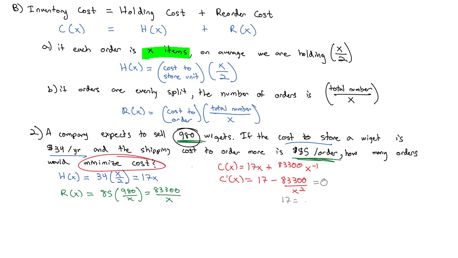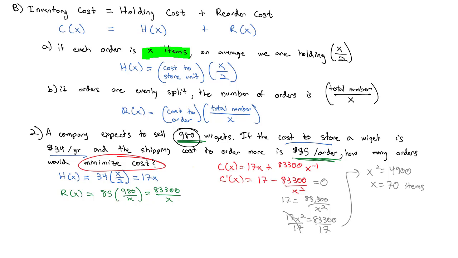Adding the fraction to both sides, 17 is equal to 83,300 over x squared. Multiply both sides by x squared, and 17x squared is 83,300. Divide both sides by 17, and as I'm running out of space, we'll come up here and get that x squared is equal to 4,900. Take the square root of both sides, and x is equal to 70. Remember, x is the number of items, so x is 70 items that are going to be ordered each time.